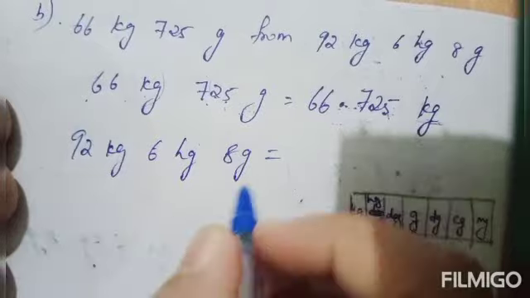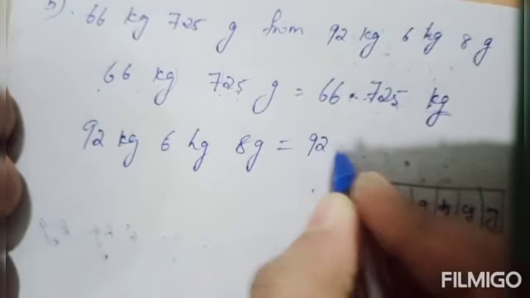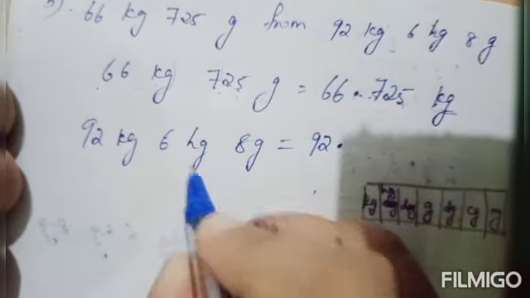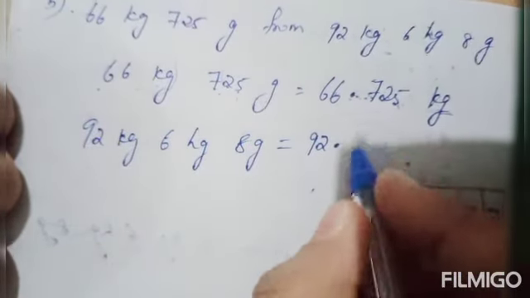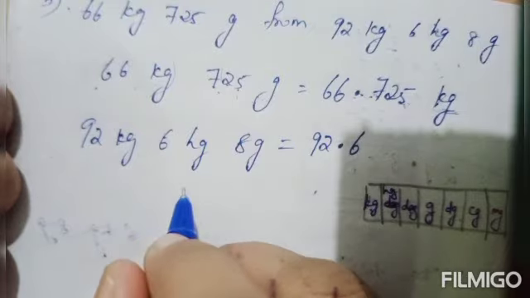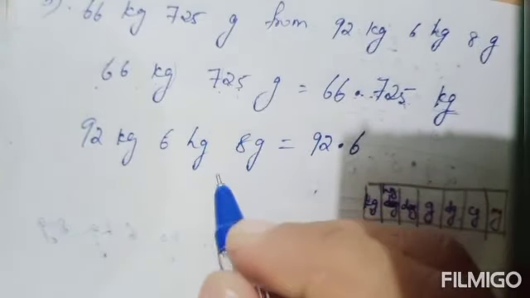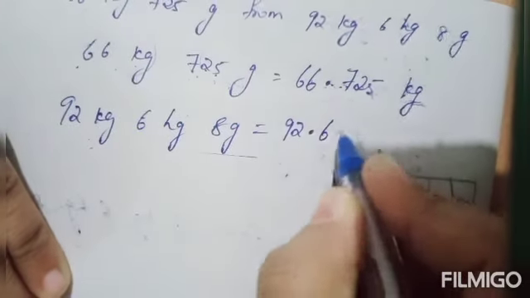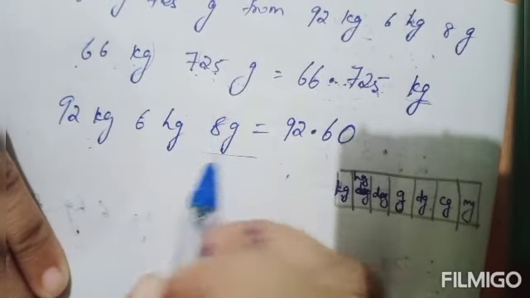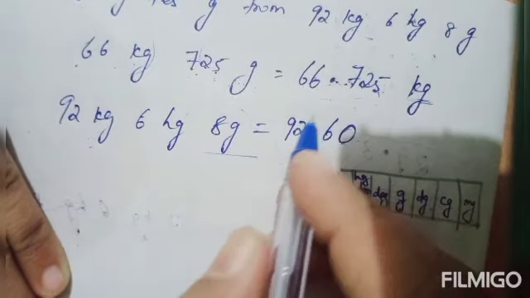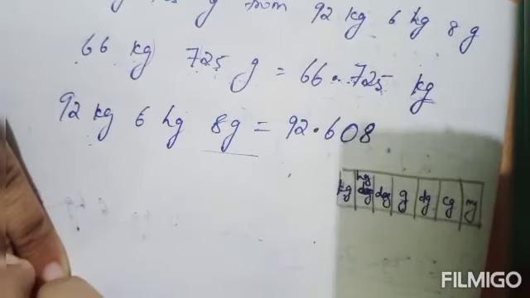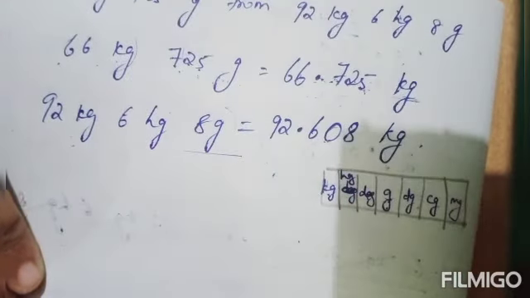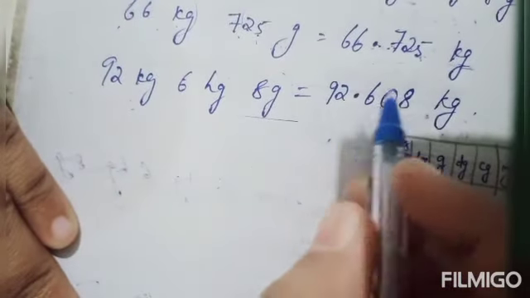Okay, next, 92 kilogram 6 hectogram 8 gram. If you are writing this in decimal notation, kilogram you can write before the decimal point. Next place, the 10th place, is hectogram, so 6 you can write in the 10th place. Now the 100th place is decagram. But decagram is not given in the question, so you can put 0. Next 8 gram will come in the 1000th place. So 8 in the 1000th place. Okay, 92.608 kilogram.